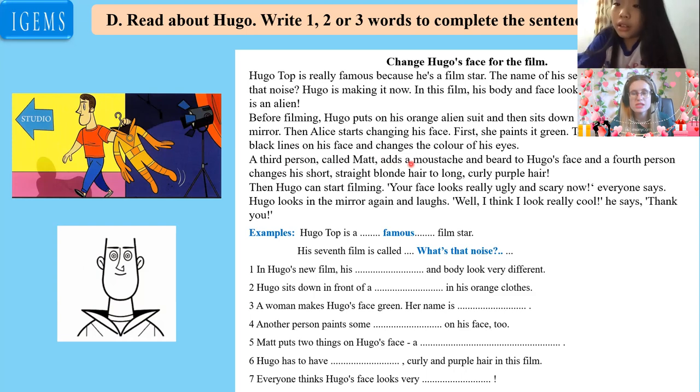A third person called Matt adds a mustache and beard to Hugo's face. And a fourth person changes his short, straight, blonde hair to long hair.